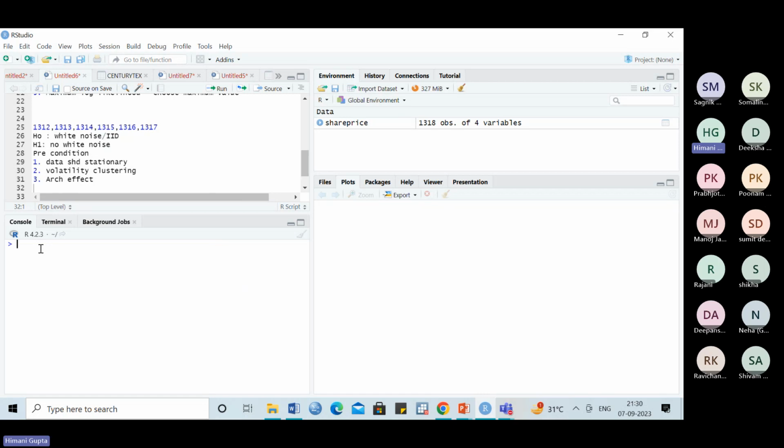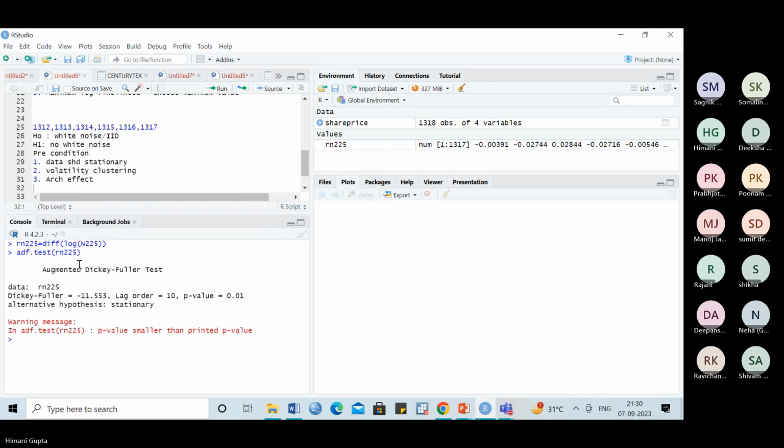So we have already tested in the previous days that my N225, BVSP and SSCI are not stationary. So let me convert it into stationary. So Rn225 equals diff log N225. So this is my stationary series. Let us check it. adf.test Rn225. So your data has now become stationary. So I will be calculating the volatility only on Rn225.